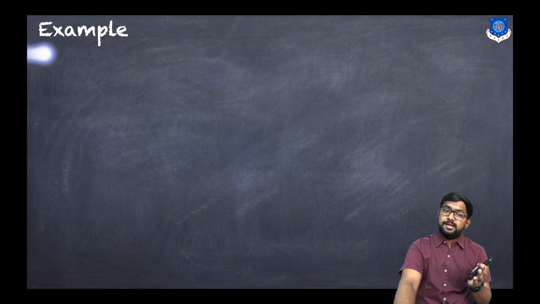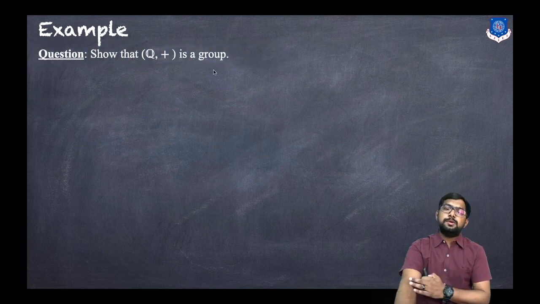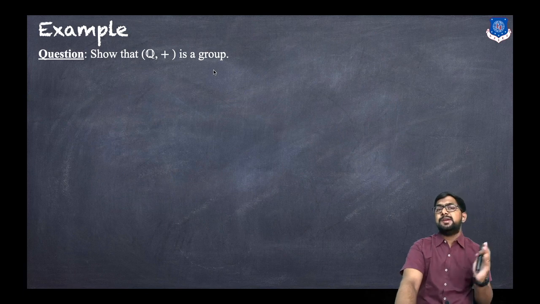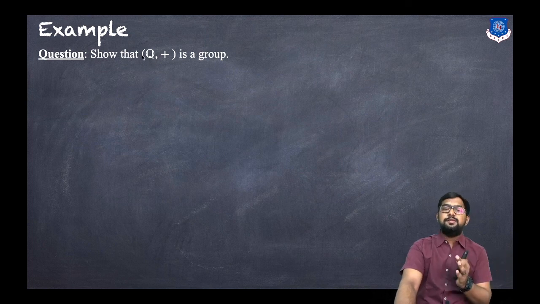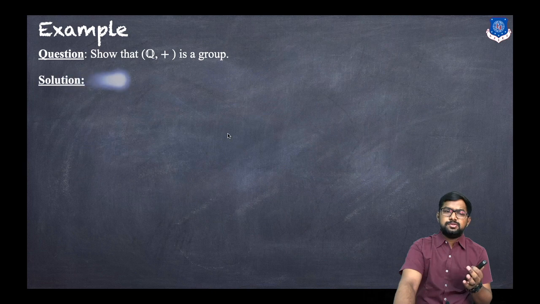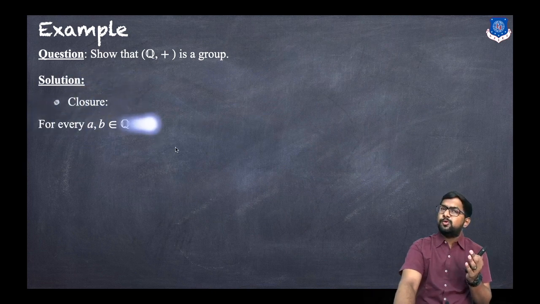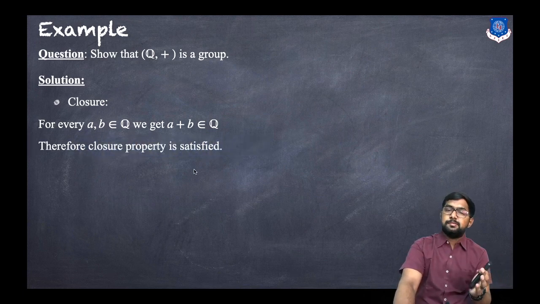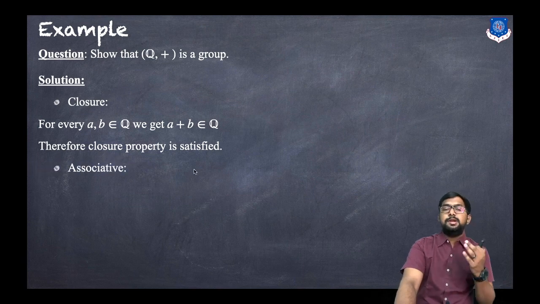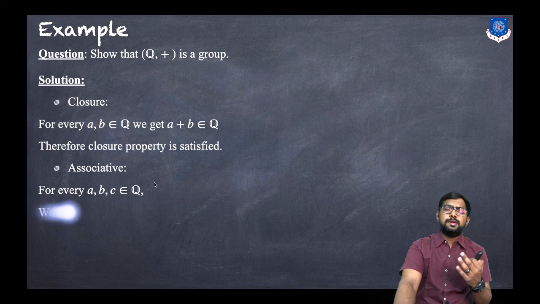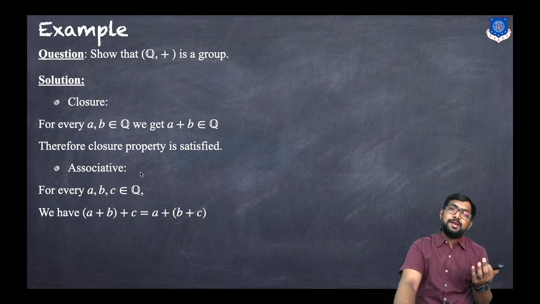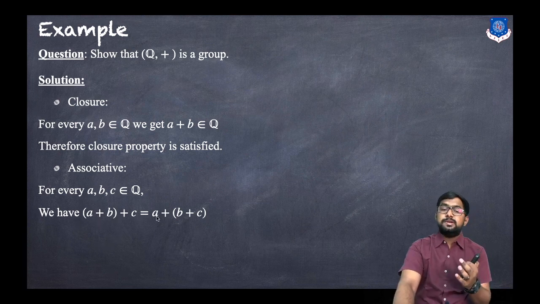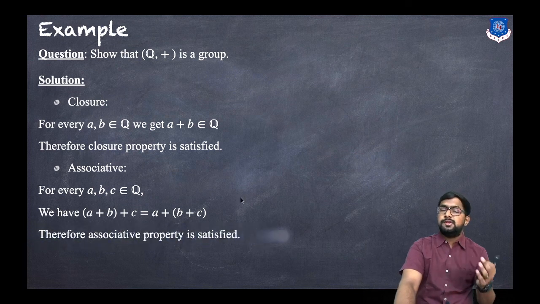Now let us discuss the second example. Show that (Q, +) is a group. The whole example is the same as the previous one. The only difference is that instead of the set of integers, we have the set of rationals. For closure, a, b belong to Q, so their sum belongs to Q, and the closure property holds. For the associative property, if we take any three elements from the set of rationals, (a + b) + c = a + (b + c). Therefore it is associative.